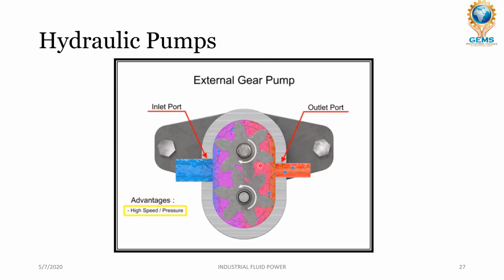Let's see what the advantages are. It has high speed or high pressure, quiet operation, and a variety of built materials. Some disadvantages are bushings wear in liquid areas, and fixed end clearances.